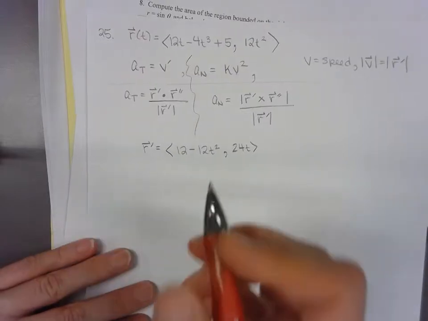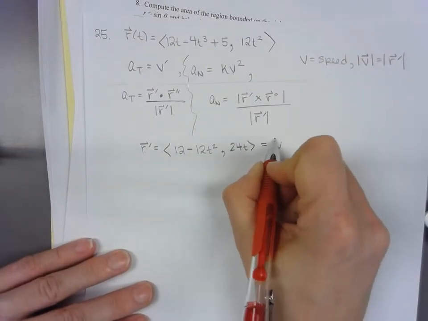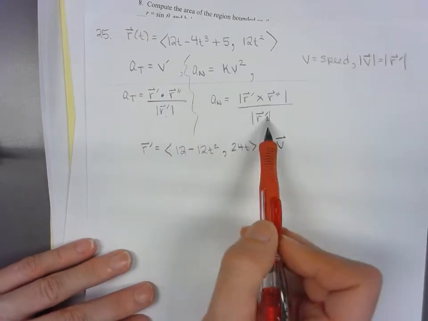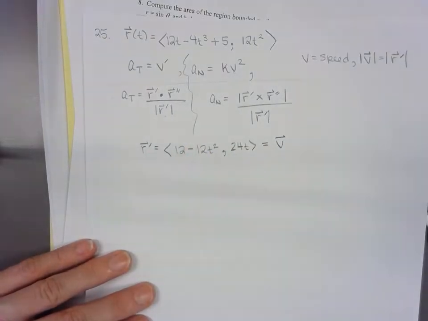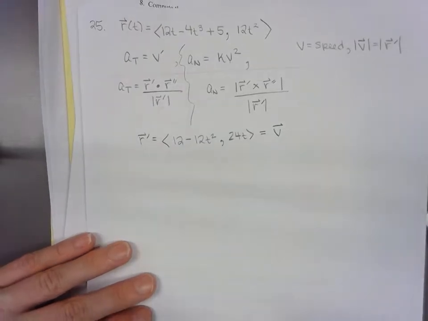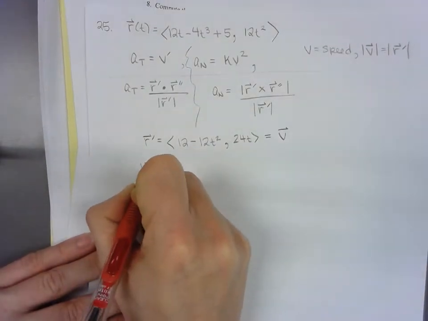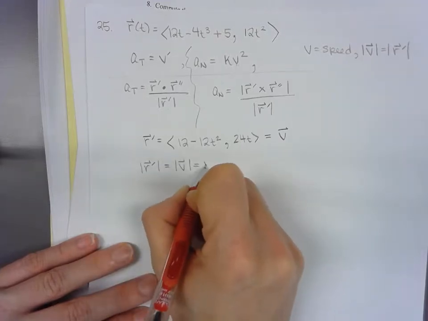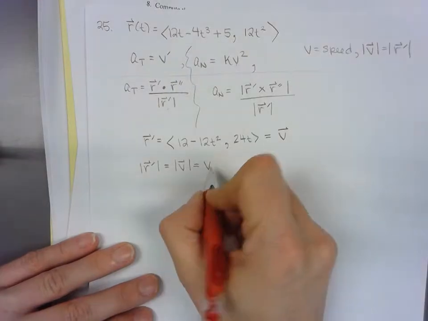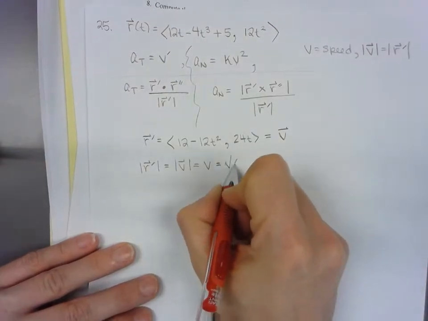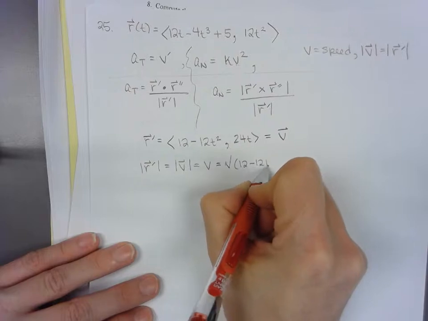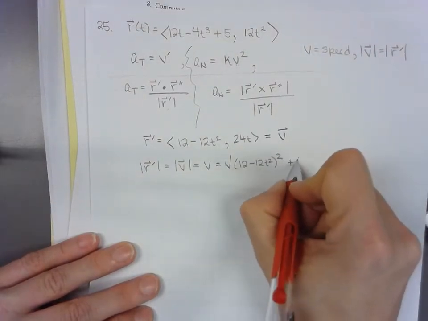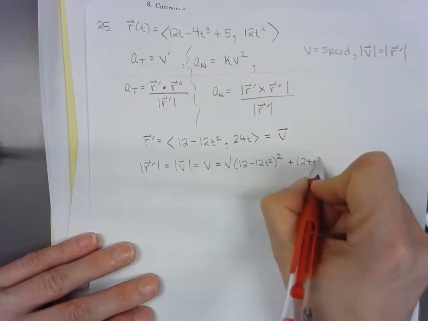That is also velocity. So regardless of which set of formulas I use, I do have to find the magnitude of that. So the magnitude of r prime is the same as the magnitude of v, which is the same as speed, is the square root of (12 minus 12t squared) quantity squared plus (24t) whole thing squared.